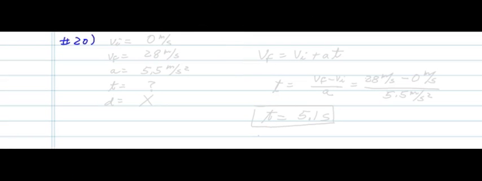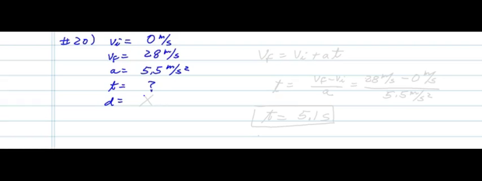Problem number 20. If a car accelerates from rest at a constant 5.5 meters per second squared, how long will it take for the car to reach a velocity of 28 meters per second? So again, we list our variables to see what's known and not known. Accelerates from rest, so V initial is 0. Acceleration is 5.5 meters per second squared. How long will it take, time, is what we're trying to find.